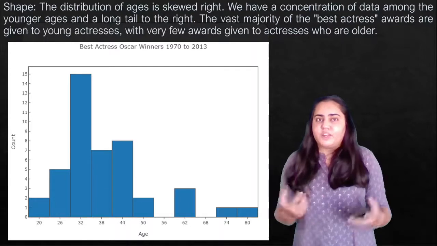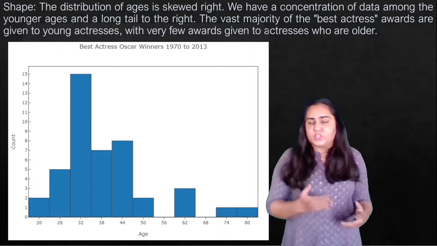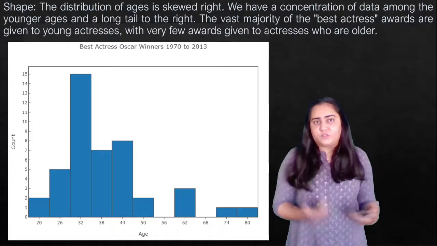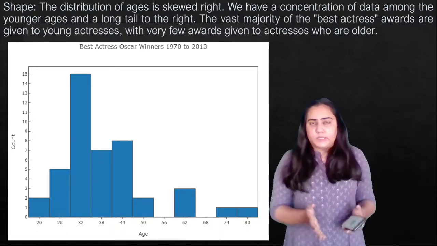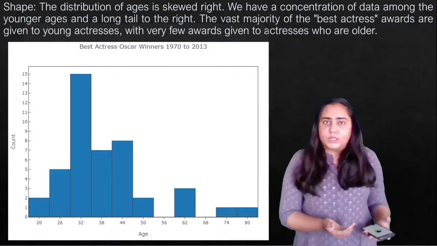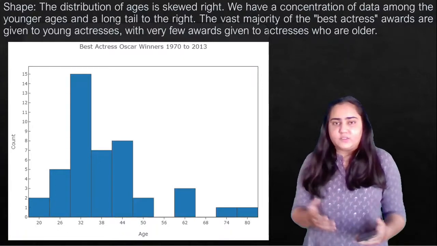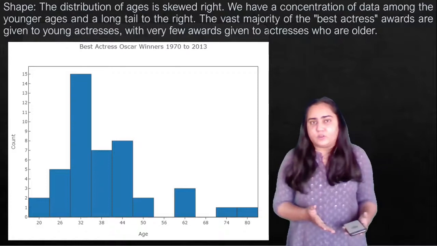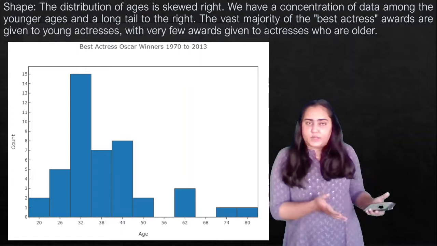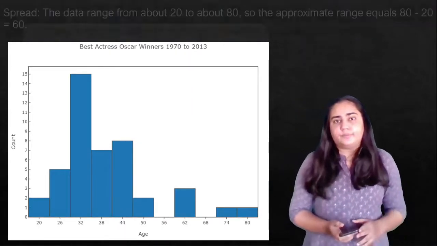Now you can find out some useful information. Earlier, we only saw what the shape shows, but now we can actually conclude some things from it. For example, you can conclude from the shape that younger actresses are more likely to get the Best Actress Oscar than older actresses, because you can see from the graph that it is more concentrated on the left side where the ages are lower. So this is what the shape shows you.